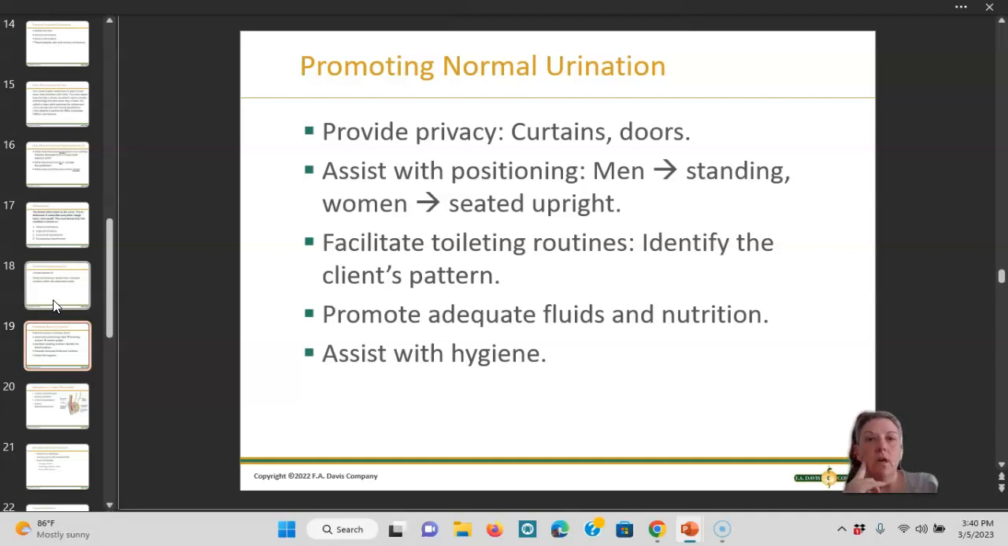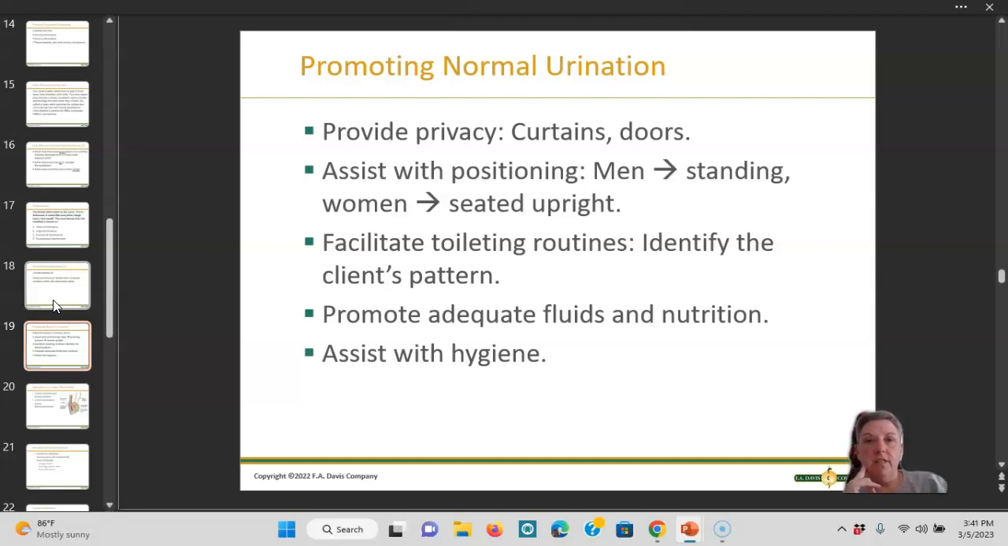Assisting with positioning with men, it's going to be standing. And with women, it's going to be having them seated straight up. So if they were peeing in bed, that would be more helpful. But think about this as well. If they have a broken hip, that's probably not going to be possible. Either one, female or male, because you wouldn't be able to seat them straight up, females.